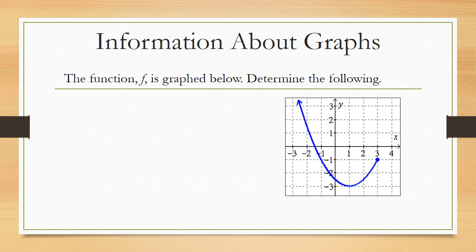Information about graphs. The function f is graphed below. Determine the following. f of 1. So this means your x value is 1, what y value, or what's the output? So when x is 1, it looks like our point is right there, so that output value is -3.